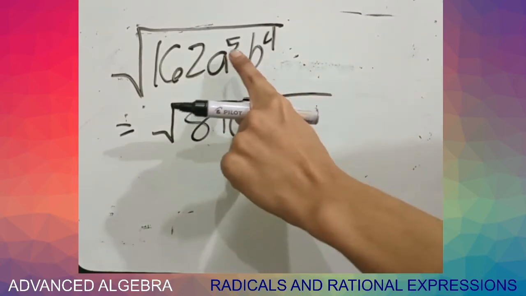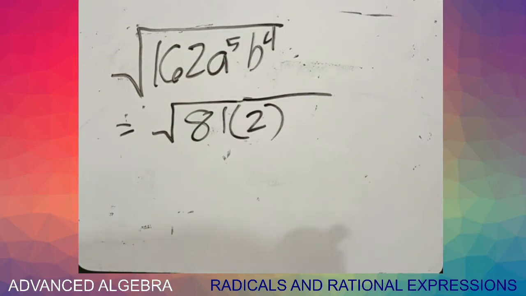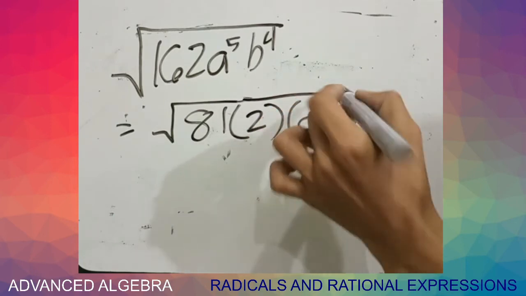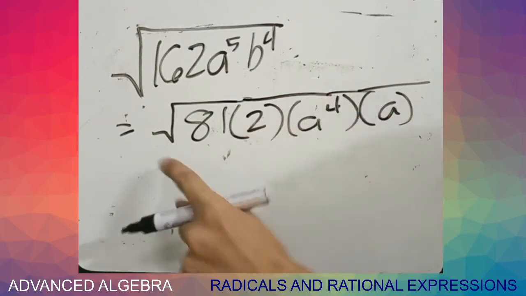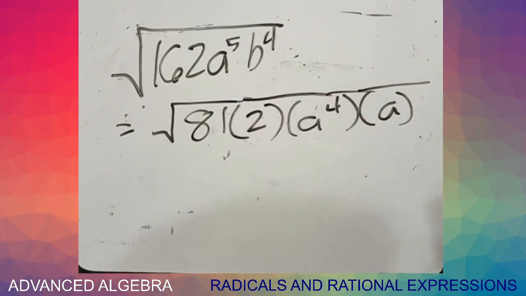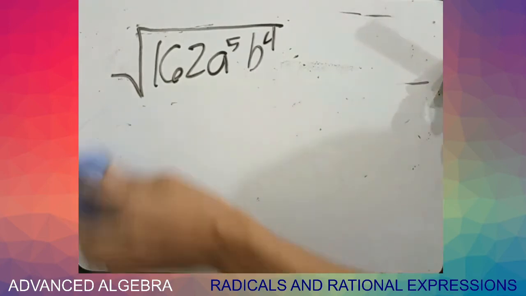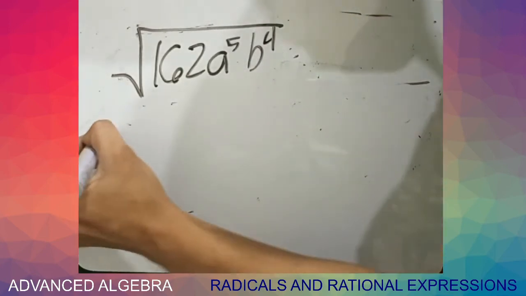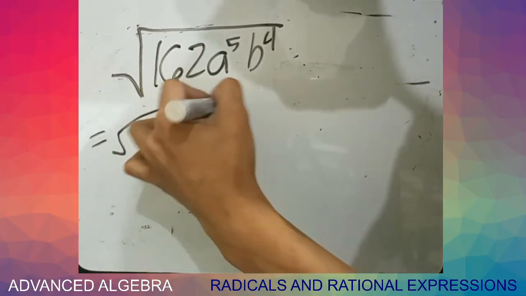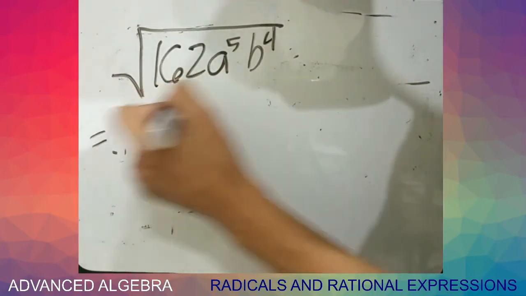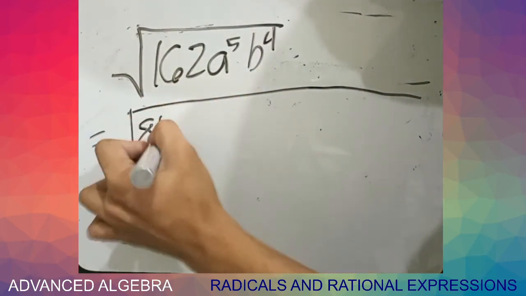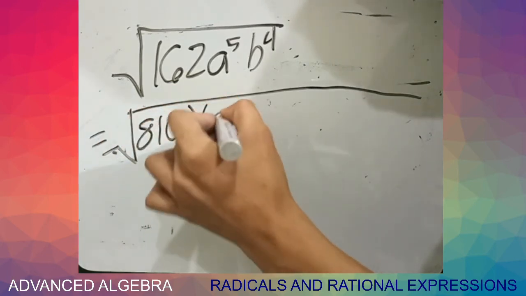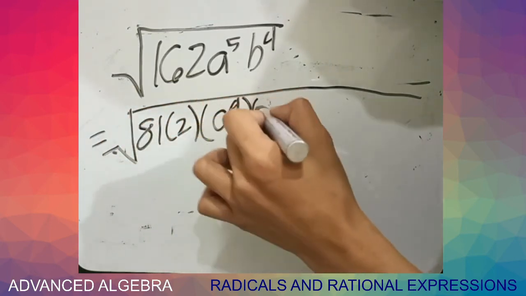So, una, ano yung pinakamalapit? 2, 4. So, pinakamalapit ay 4. So, a to the fourth power times a. Tama? So, hindi kasya. Susundo ko na lang dito sa baba. Okay, burahin na lang natin muna. Adjust lang natin. The square root of, habaan natin to. Okay. So, the square root of 81 times 2, then times a to the fourth power times a.